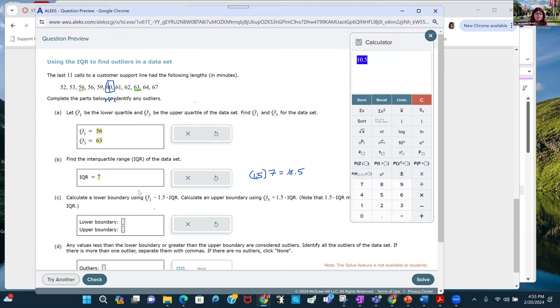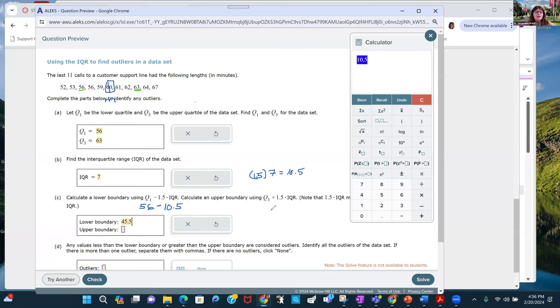So the lower boundary, you do Q1, that's 56 minus 10.5. So the lower boundary, like help me out. I really do get a little brain dead. So that's going to be 45.5. Am I right? Okay.